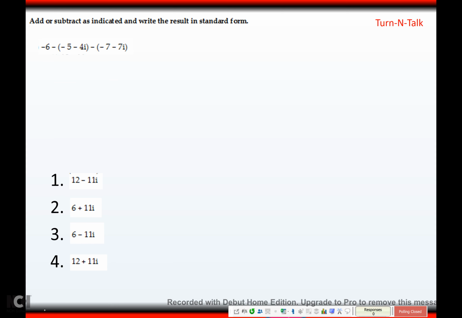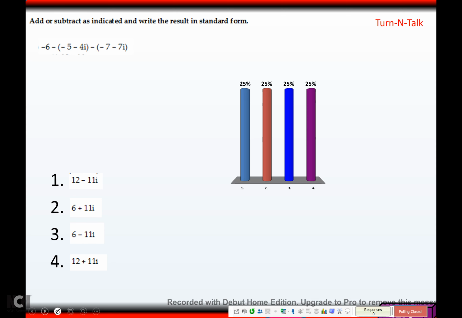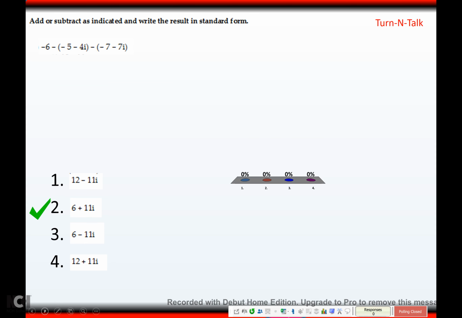Try this one. Hit pause. Come back when you're ready. And hopefully you got 6 plus 11i. Alright, parentheses first, so I'm distributing the two negatives. So I'm going to get -6 plus 5 plus 4i plus 7 plus 7i. Combine like terms, I have -6 plus 5 is -1 plus 7 is positive 6. Positive 4i, positive 7i is positive 11i.